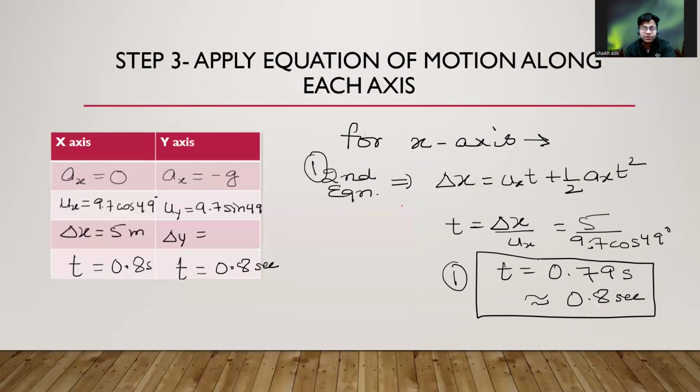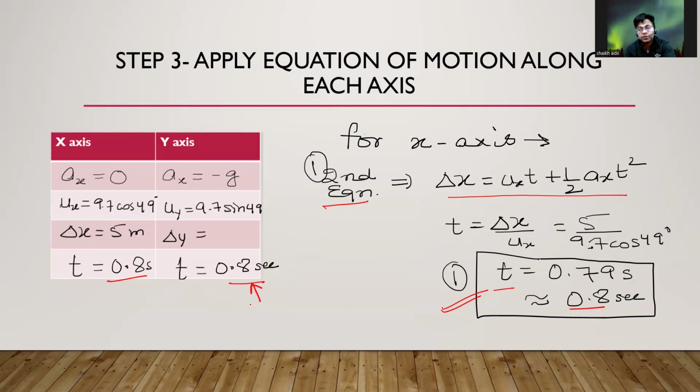We shall use the second equation of motion, which is delta x equals ux t plus half a_x t squared. We shall plug in all the values here and the time we will get is 0.8 seconds. Very good. We have solved the first part of the problem. The time is 0.8 seconds. Now the good thing is that because the time is the same on both the axes, as we have obtained it for the x-axis, its value will be the same on the y-axis.